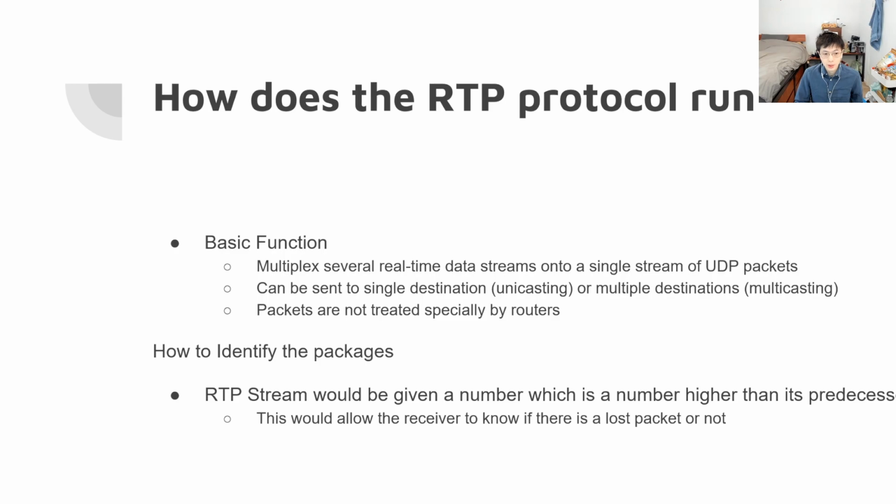In order to identify the packets of the RTP protocol, the RTP streams are given a number, and each next number is higher than its predecessor. This allows the receiver to know if there is packet loss while being transmitted.